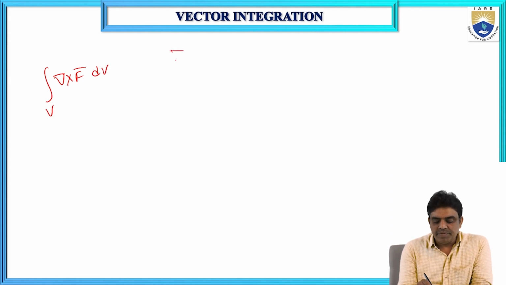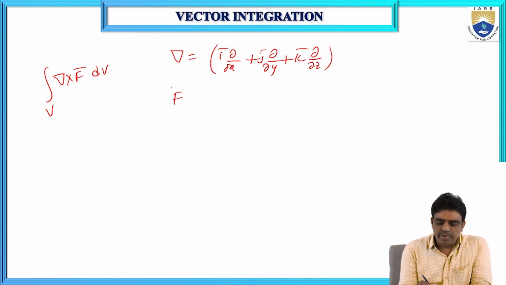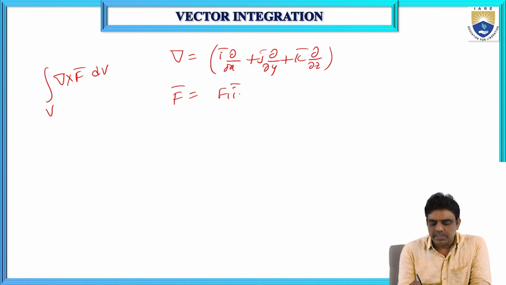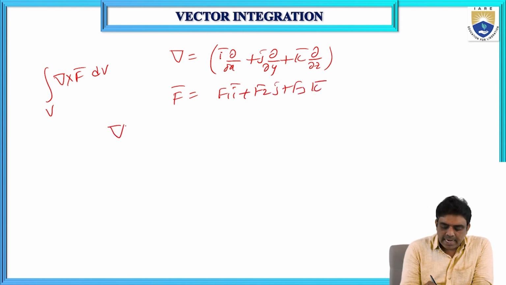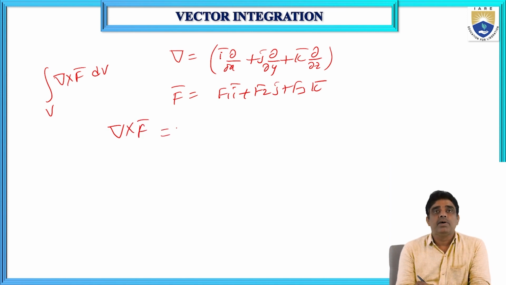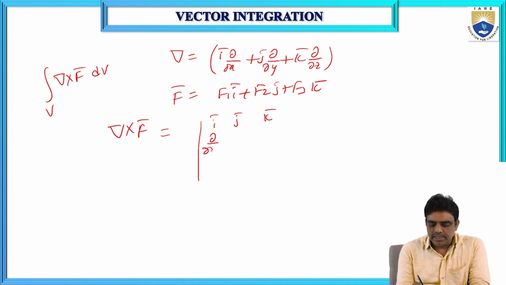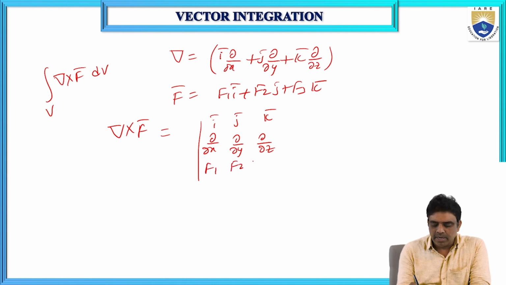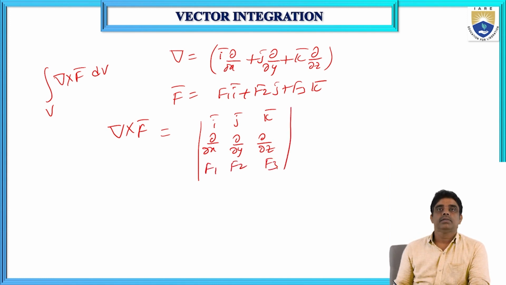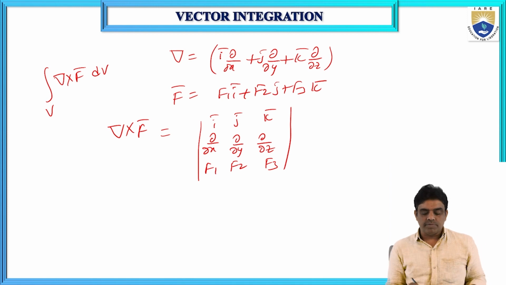So we know that del is a differential operator, i bar dou by dou x plus j bar dou by dou y plus k bar dou by dou z. And f bar is the given function, f1 i bar plus f2 j bar plus f3 k bar, whatever function you have. Then how to calculate del cross f bar? This is the determinant of i bar, j bar, k bar, dou by dou x, dou by dou y, dou by dou z, and f1, f2, f3. In this way you can calculate the cross product of the two vectors.